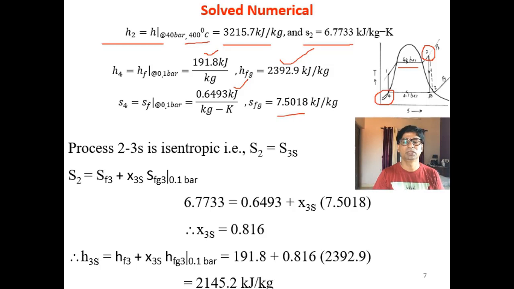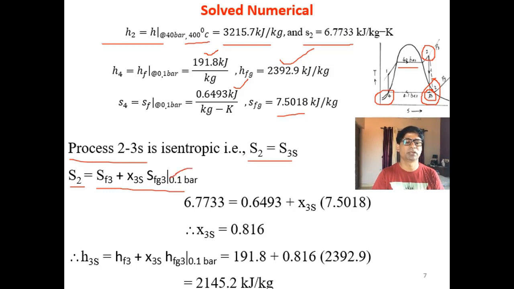Now once you note down these values, our concentration is to find out the value of H3 here. So first for that you have to find out H3S. Since the quality of the steam at 3S is not known, but you know that process 2 to 3S is isentropic, so S2 is equal to S3S. That is S2, S3S is nothing but SF3 plus X3S into SFG3 at 0.1 bar.